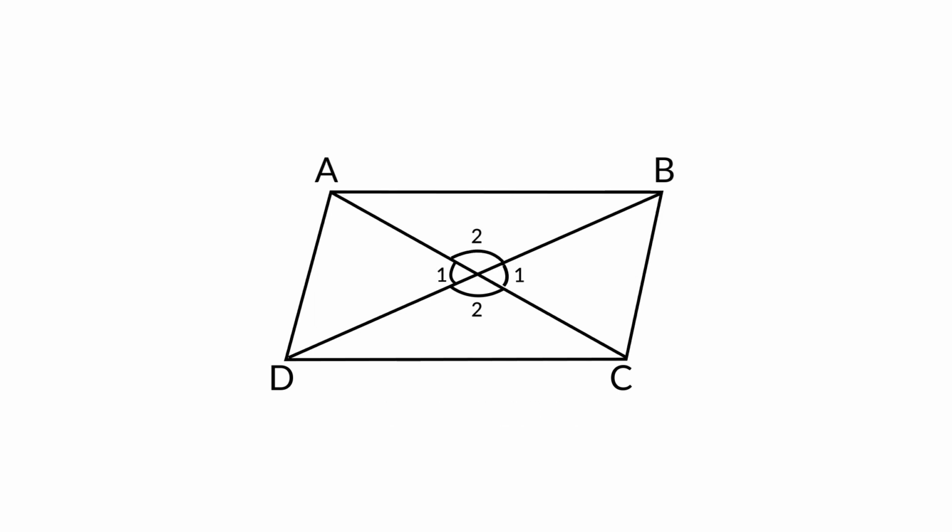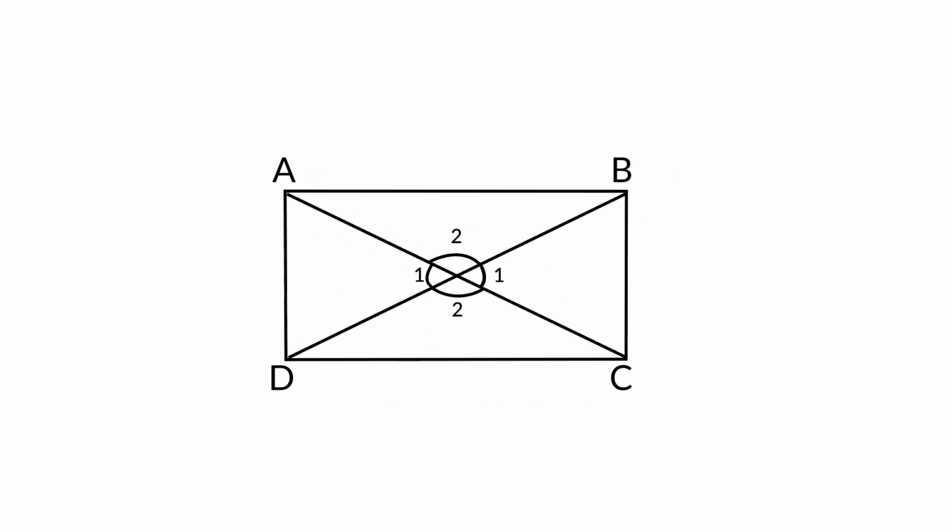Now, suppose I straighten this parallelogram and make it a rectangle. Remember that a rectangle is a special type of parallelogram with opposite sides equal and adjacent sides perpendicular. It is clear that these two angles are still less than 90 degrees and these two angles are still greater than 90 degrees. So, the diagonals are still not perpendicular.